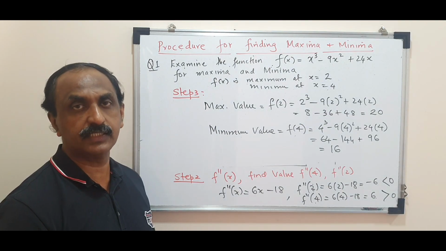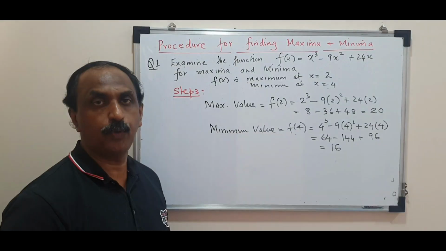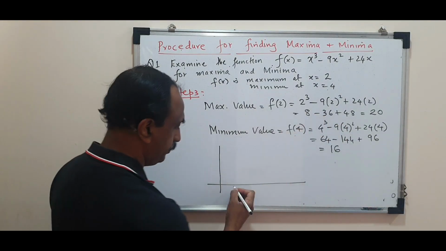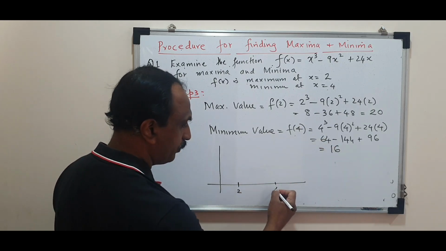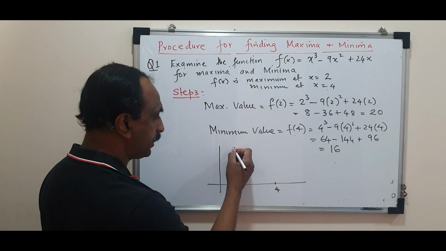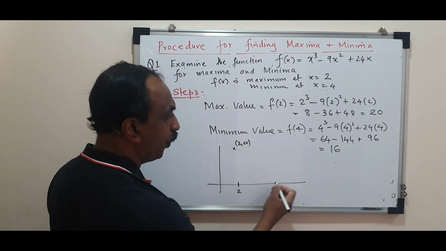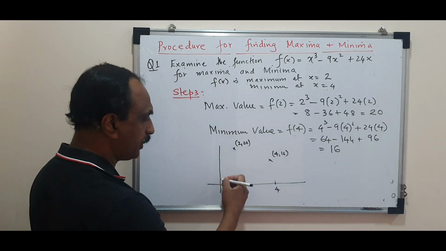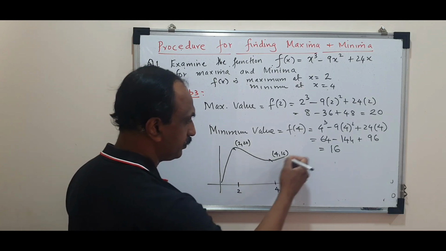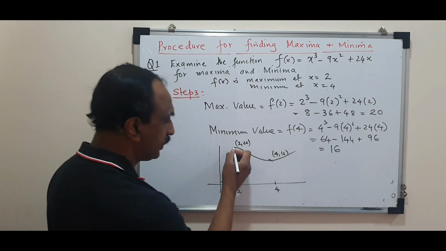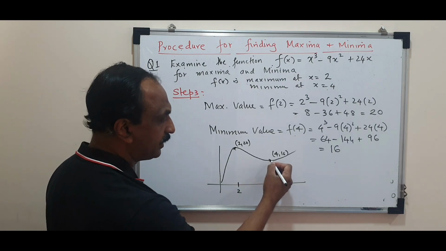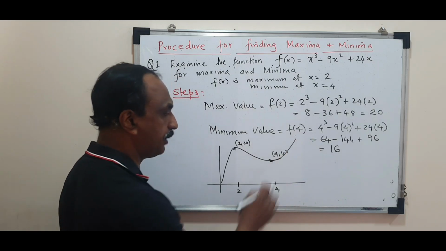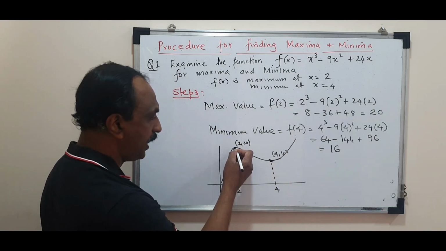Let us sketch this as a function and see how it works. When I plot this as a graph, it will be like this. Maximum at 2, minimum at 4. At 2, the y coordinate is 20. At 4, the y coordinate is 16. So if I draw the graph, it will be like this. So we can say this point is the local maximum and this point is the local minimum. Let me make it a little more steeper so that we can understand better. So this is a minimum point and this is a maximum point.